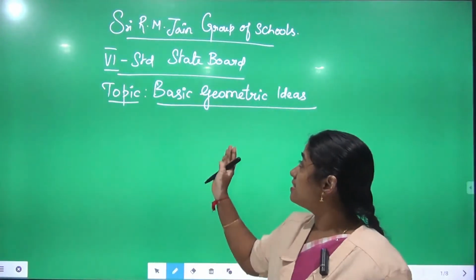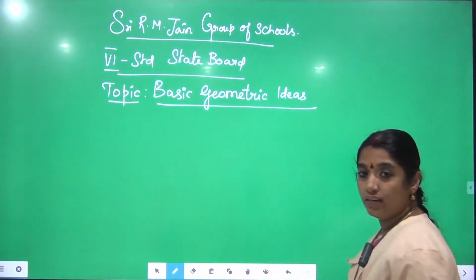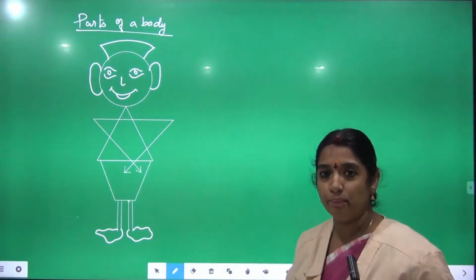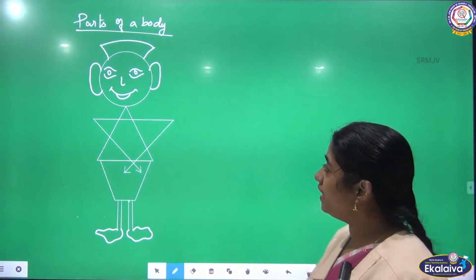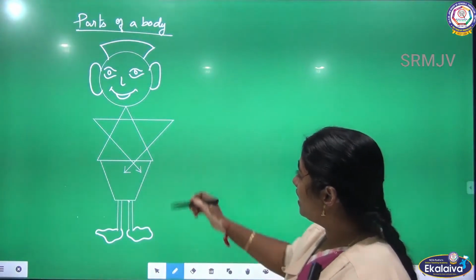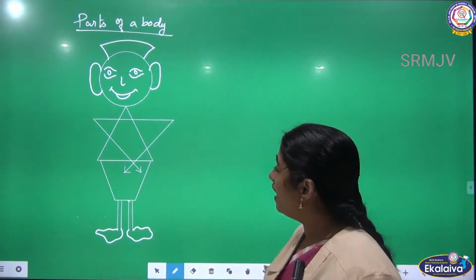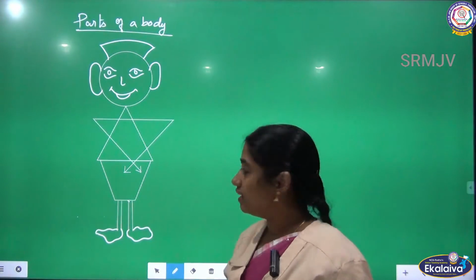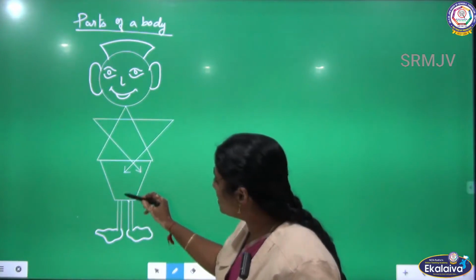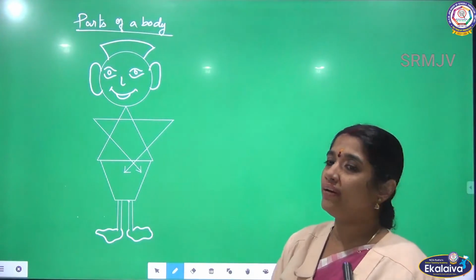Now I am going to discuss the basic geometric ideas for 6th standard children. Children, before going to the topic, I am going to show parts of a body. See these parts of a body. What are the shapes you are observing in these parts of the body? Okay, it is a circle. The face around is what? Circle. And here triangle, polygons, and what is this? Lines, parallel lines. So these are the words we are going to discuss in these basic geometric ideas.